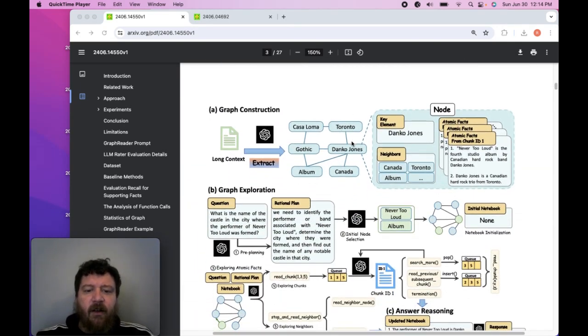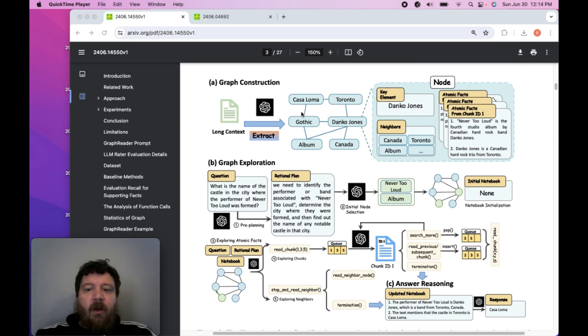You can see here they give a very good visual representation of exactly what we're looking at. They utilize this band. I don't know this band personally, honestly.